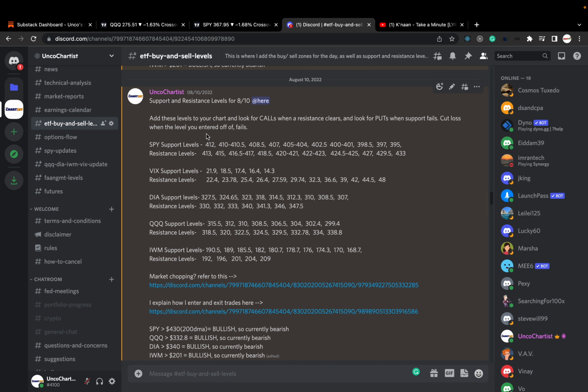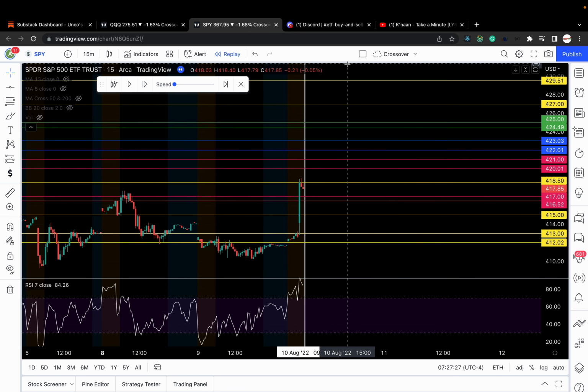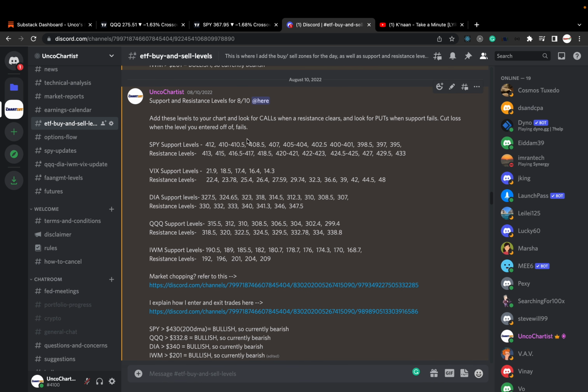In my Discord, I have a room where I put my support and resistance levels for SPY, VIX, Dow Jones, QQQ, IWM. This was back on August 10th. Okay, the date's right there. I looked at the support and resistance levels, went back to SPY and added them. Those are what all the lines are, the support and resistance levels on the SPY that I put out for August 10th.